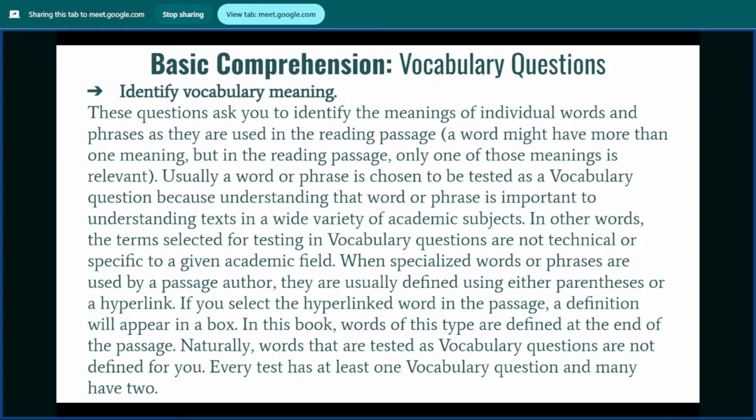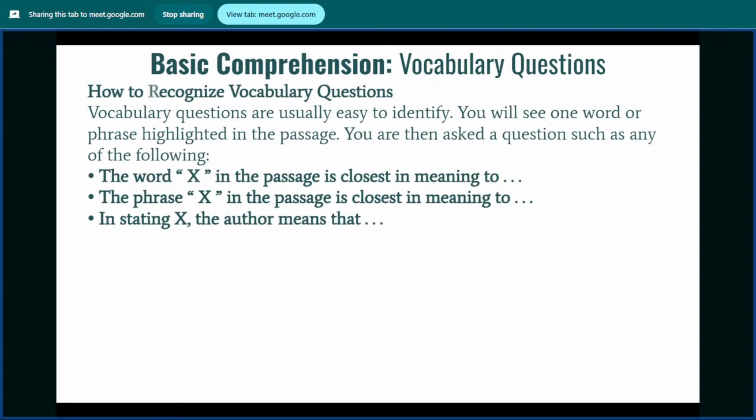Once you read it, you will understand that a question might come up from this word, and it will be a very basic level word. It's not a very high level word. You will look at the word, you will look at the question. Now, the question will always look like this: The word dash dash in the passage is closest in meaning to. The phrase dash dash in the passage is closest in meaning to.